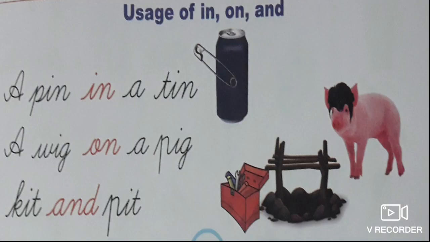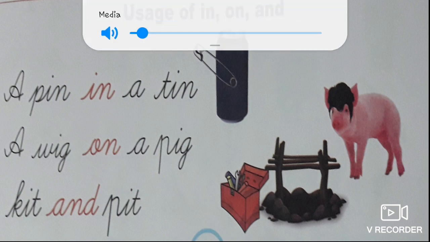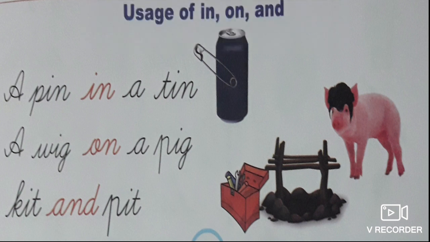Look at the picture. Where is the pin? The pin in a tin. Look at that pig. What is there on the top of the pig? A wig. A wig on a pig. What is the next one? Kit and pit.